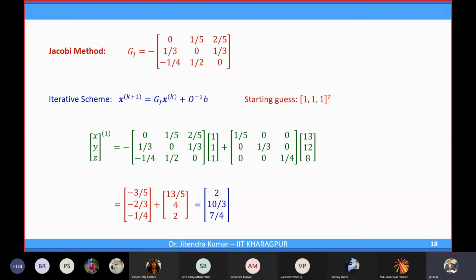So this is the way you can do calculations, and then use this one here again, and you will get the new value. The new value you use again and get the new value, and so on.